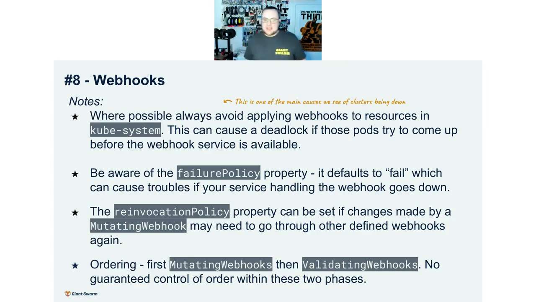Be aware of the failure policy property on it. It defaults to fail, which again can cause trouble. If your webhook service goes down, if the code behind it goes down, all of those webhooks are then going to fail as well and get blocked. You can set that to allow, I think, is the other option, so that if it's unable to access your code behind it, it can still launch whatever it's trying to do.